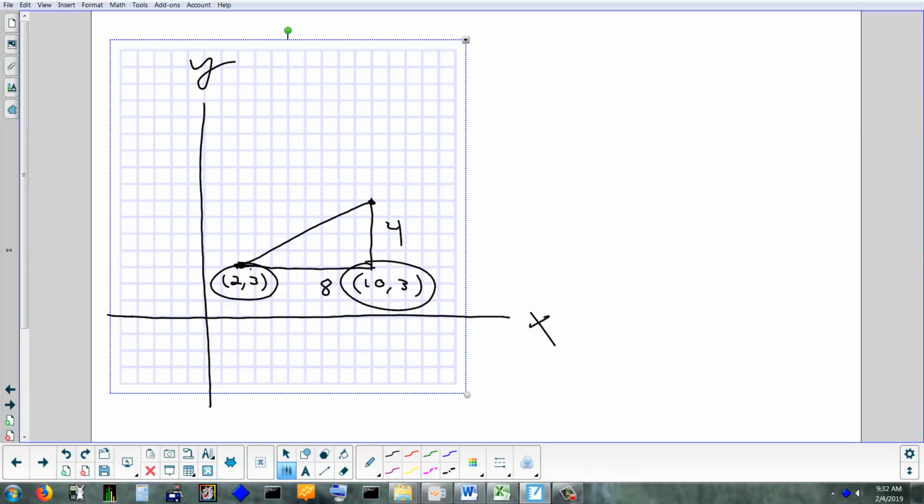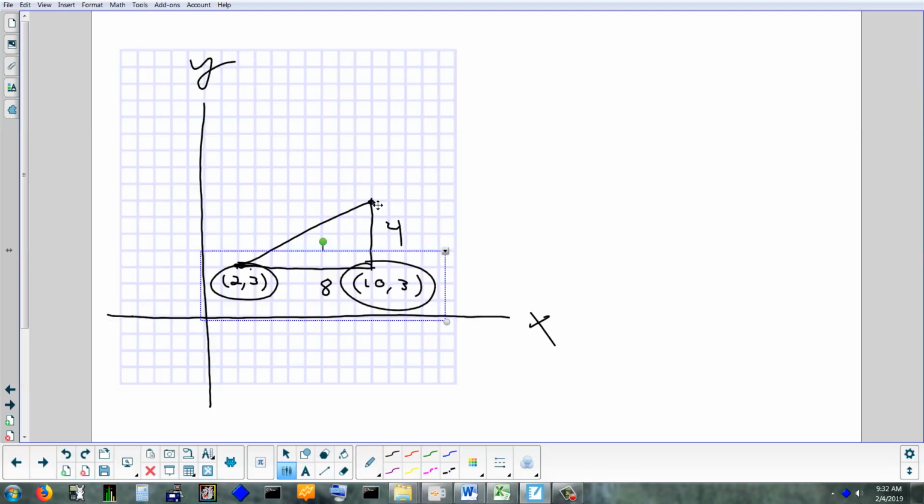So it'd be like 10 minus 2. Yeah, you use subtraction. If you're trying to find how far apart this point from this point is, all you have to do, because it's horizontal, is look at the x values. One of them has an x value of 10. One of them is at 2. The difference between 10 and 2 is 8.